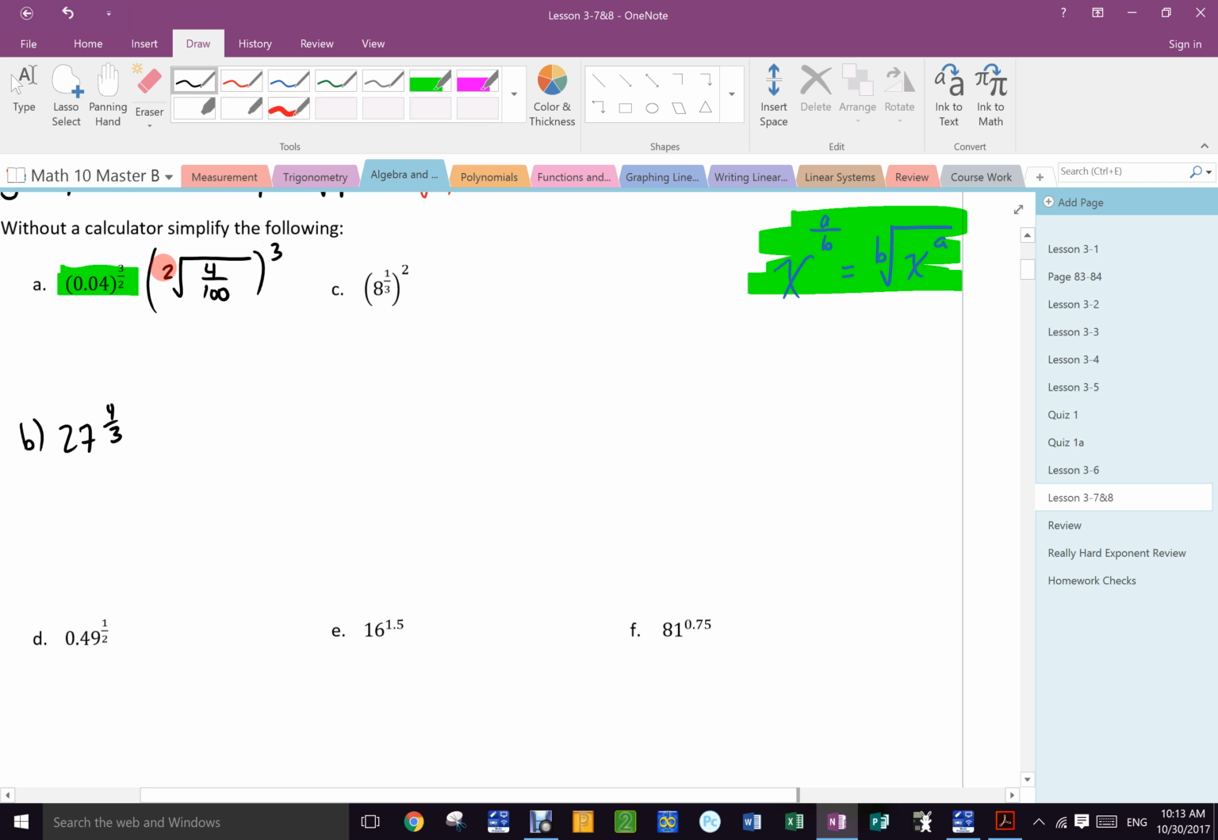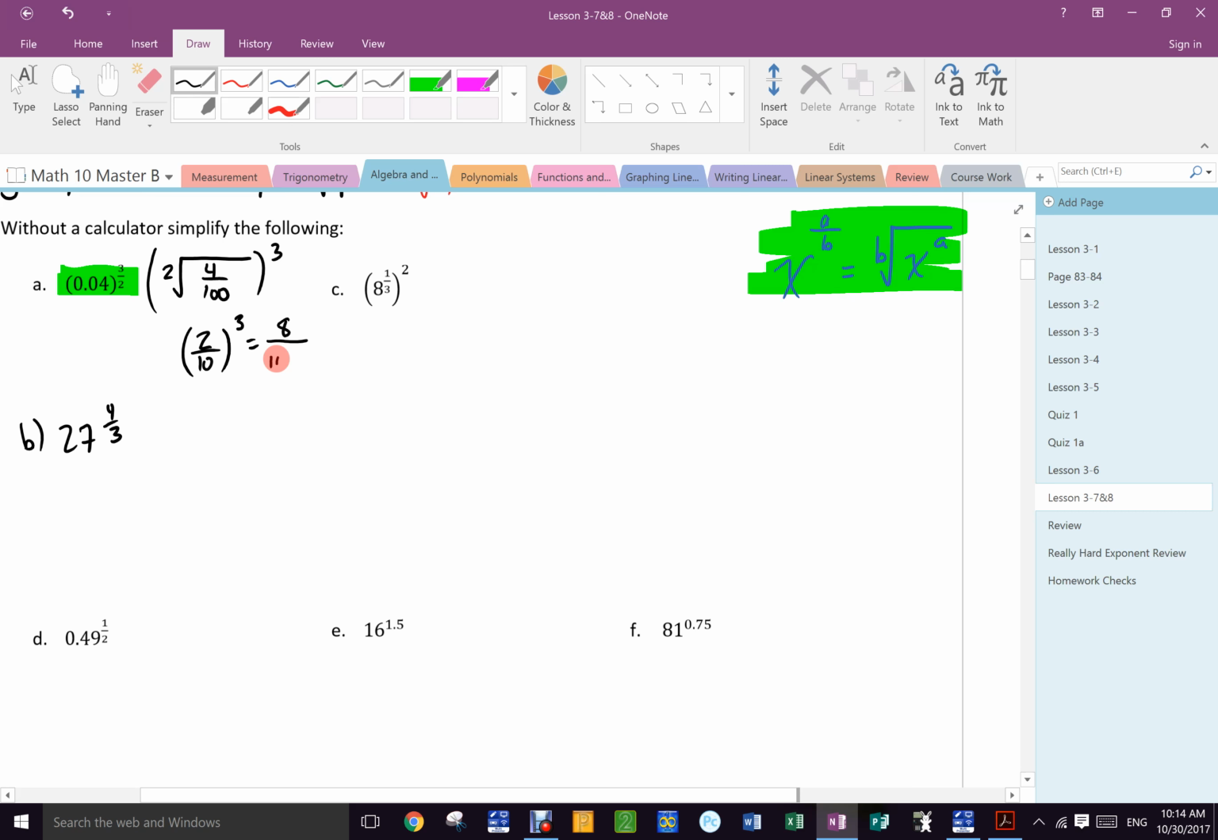3. What is the square root of 4? 2. What is the square root of 100? 10. And all of that is to what power? 3. Where does that 3 go when I have a fraction? Everywhere. So 2 cubed becomes what? 8 over 10 cubed becomes what? 1,000. Yes?